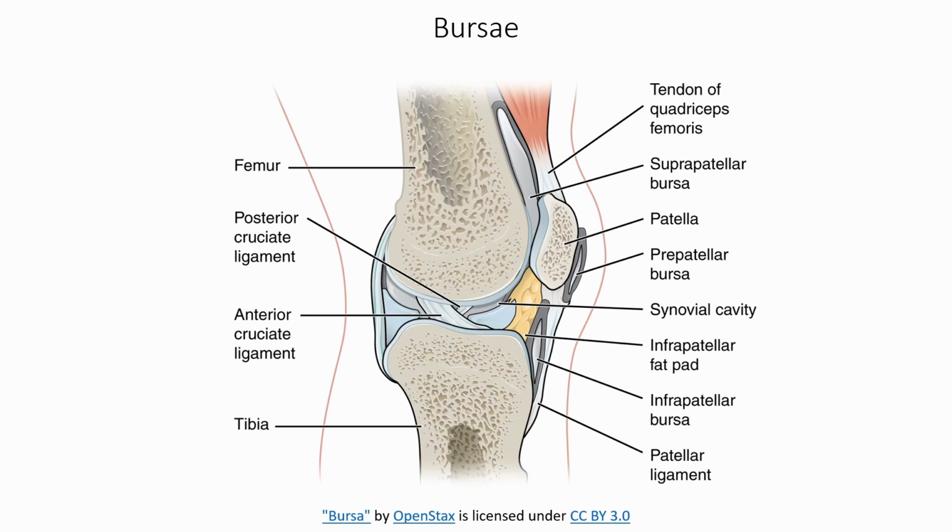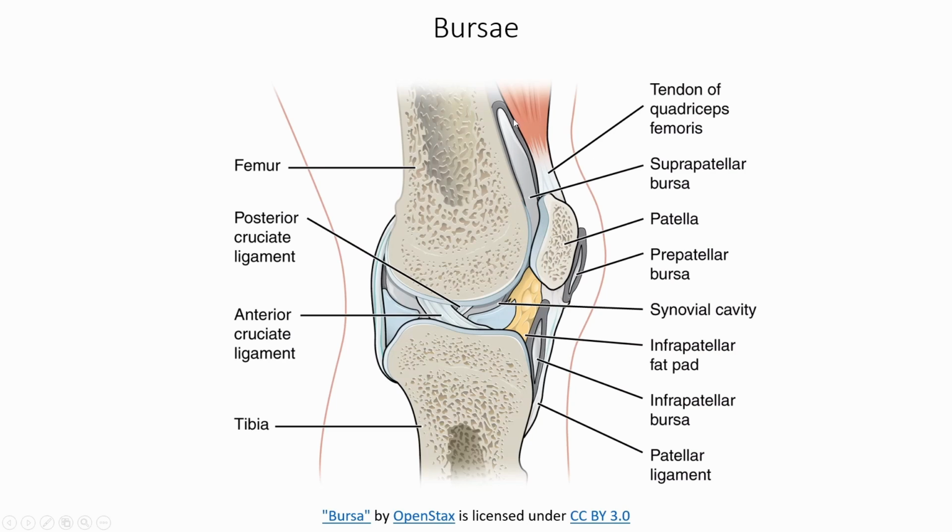If we look at the bursae, here we're looking at the knee. We have a lot more moving parts to this one, which makes sense considering the knee has to carry so much weight and has a very important job. But here's that bursa, in this case, the suprapatellar bursa.